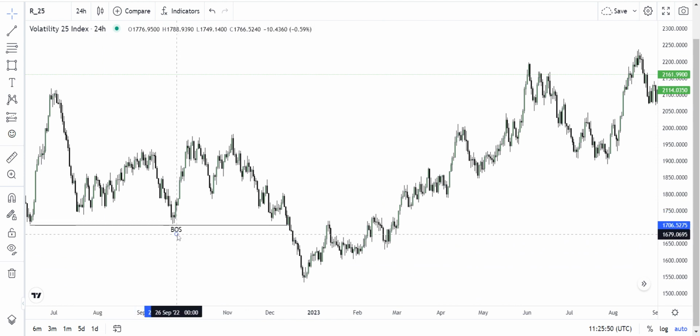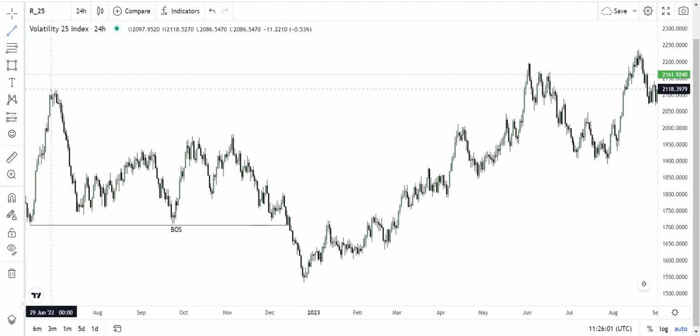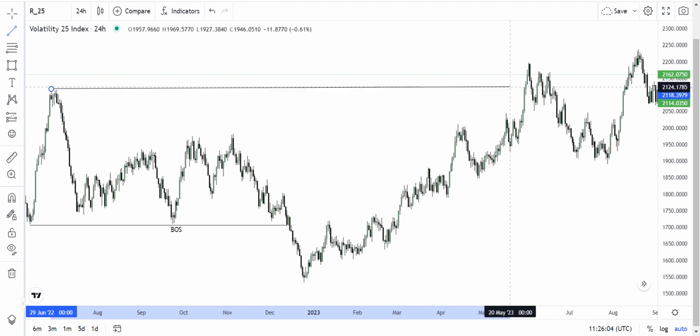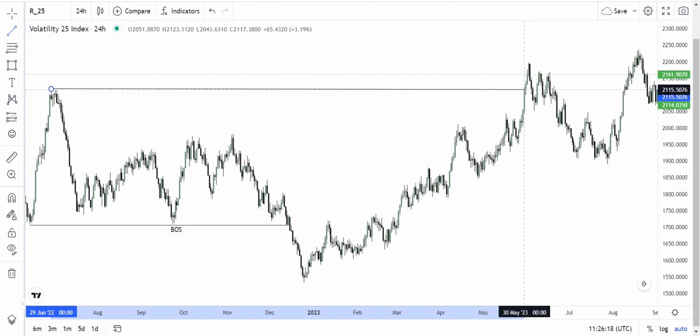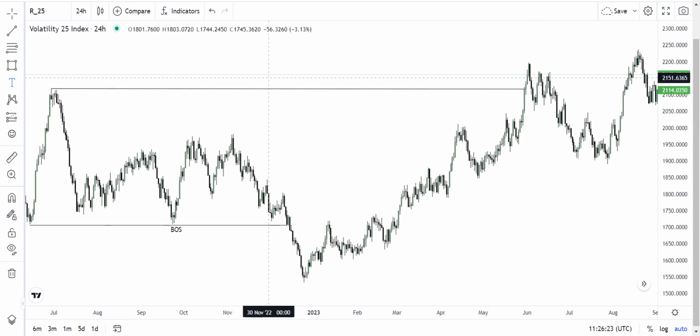Now, whenever structure is broken like this, a protected high or a protected low is usually created. For this break of structure, our protected high is this place. We're not expecting the market to violate this place any moment from now. As at the time the break of structure happened, this place happened to be our protected high. Here happens to be our protected area.